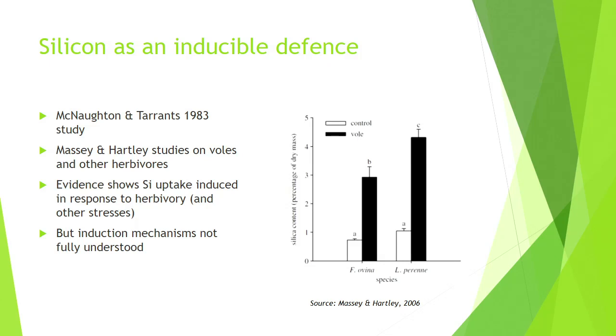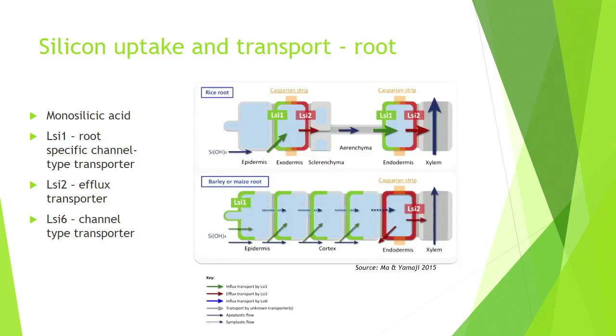So this graph is just an example of some of the work that they've done. And it's just silicon content in two different species of grass. And the important thing is that when you look at the white bars, which haven't had any herbivory, they contain much less silicon than the black bars, which have had full herbivory. So we can see here that the two species are both reacting by increasing the silicon concentrations in their leaves. So we've got quite a lot of evidence now to back up that silicon is an inducible plant defence, but we still don't quite really know the mechanisms behind why silicon is induced in this way.